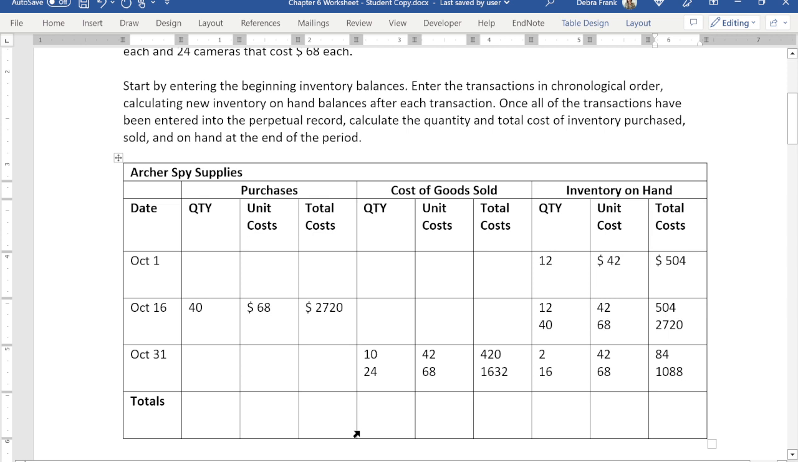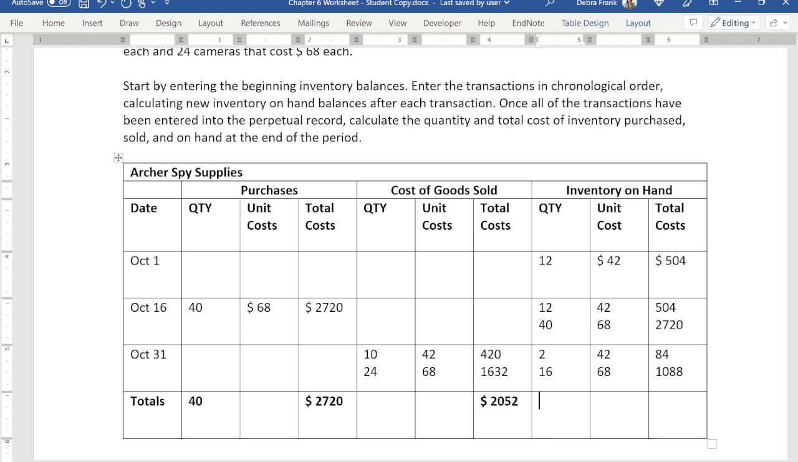Okay, so we're done with that. That was everything. So now we just need to bring down our totals. Our total purchases for the month of October was $2,720. I'll put a dollar sign in the bottom ones to be a little neater. And our total cost of goods sold was $420 plus $1632, which is $2052.